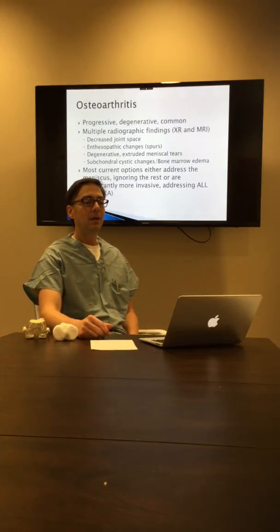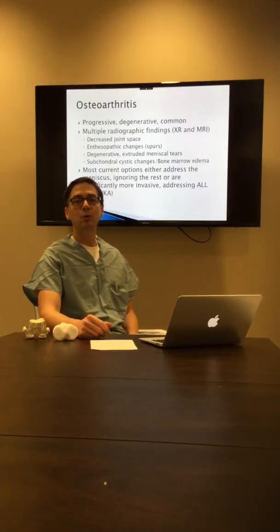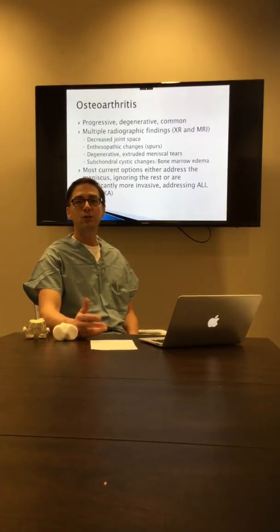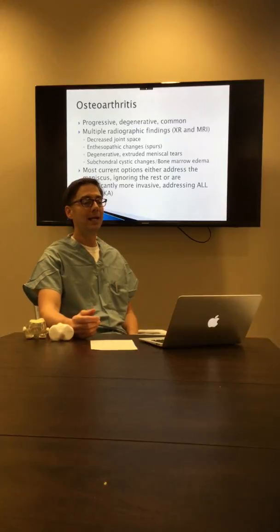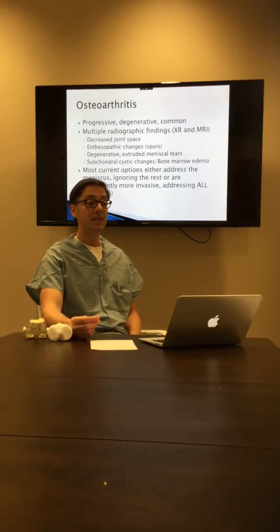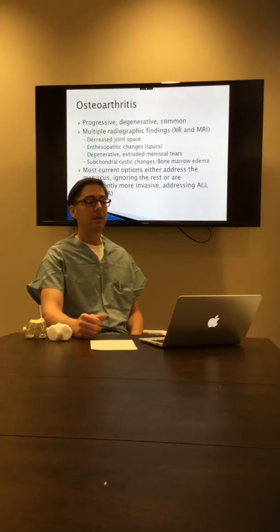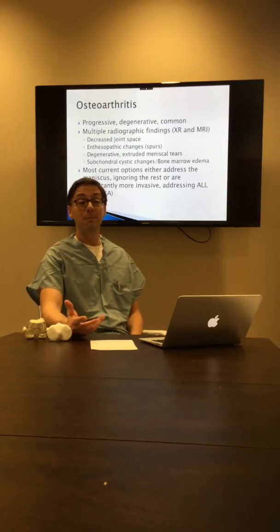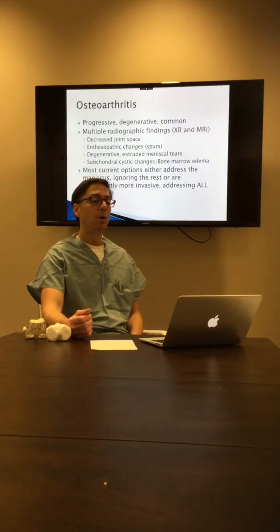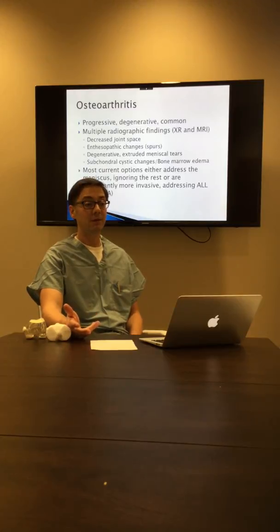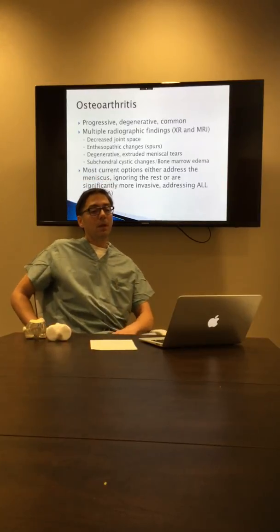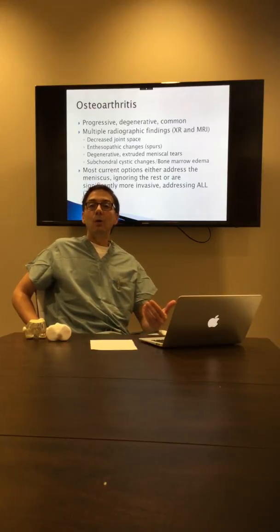It's very common. There are many radiographic findings typical of osteoarthritis, both on the X-ray and magnetic resonance or MRI images. These can be decreased joint space, bone spurs, degenerative meniscus tears, subchondral cystic changes, bone cysts, or deformation of the meniscus, sometimes known as extruded meniscus, or even more recently noted bone marrow edema. Bone marrow edema basically equates to stress-related changes such as stress fracture within the bone.